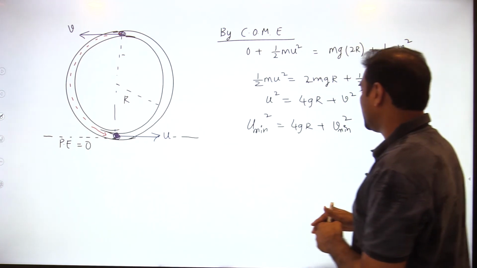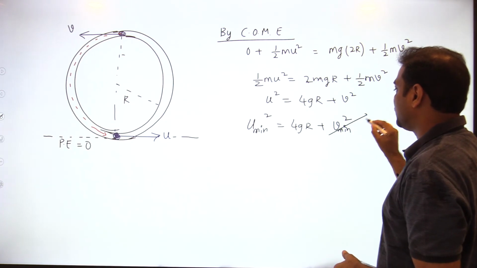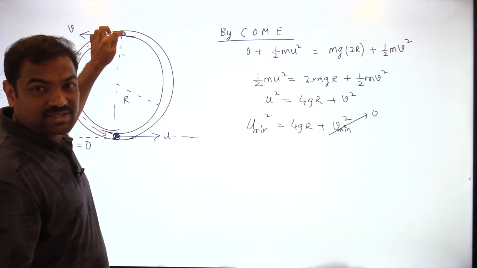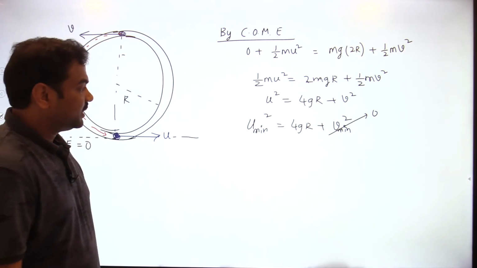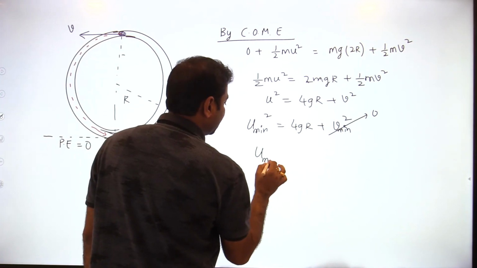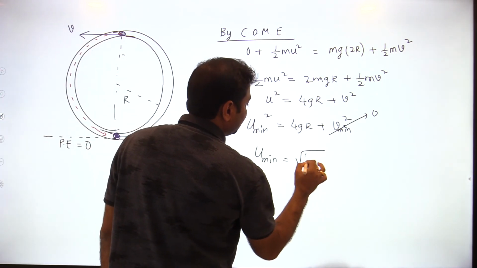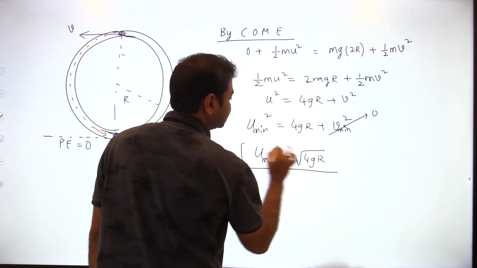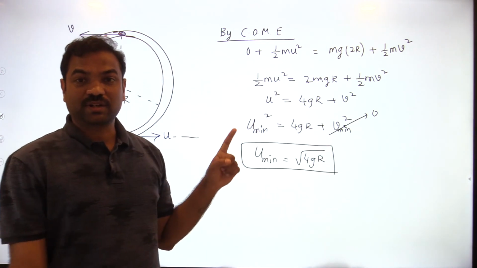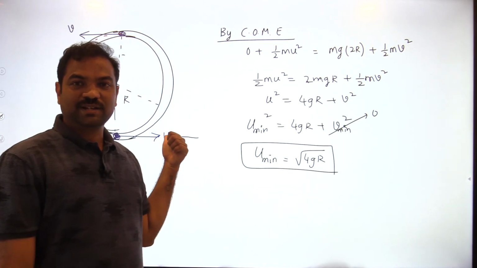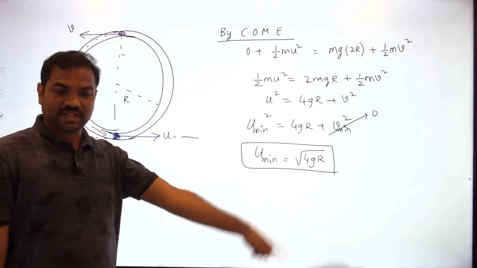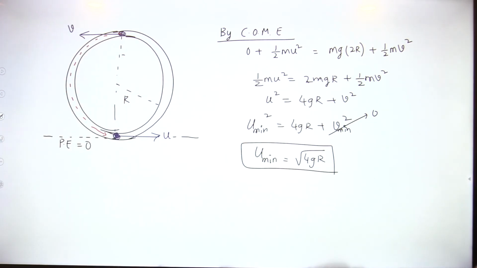So similarly, what are the minimum velocities? Minimum velocity is 0 here. Even if velocity is 0 here, it will complete the vertical circle. Then the minimum velocity required to complete the vertical circle is root 4gR. For the rod case it is root 4gL. For the circular tube case, it is root 4gR. For a rod and a circular tube, there is no question of leaving the circular path.